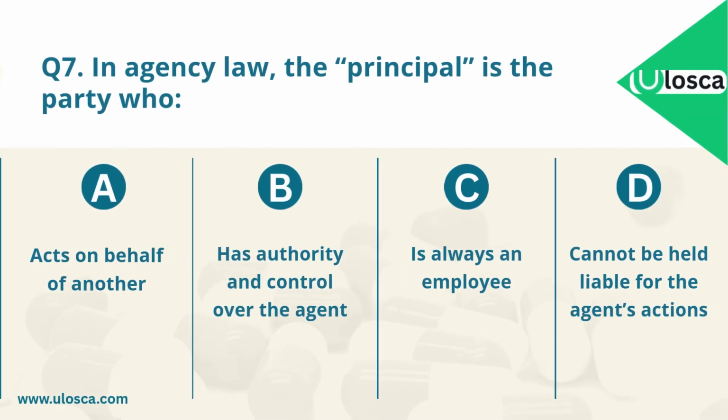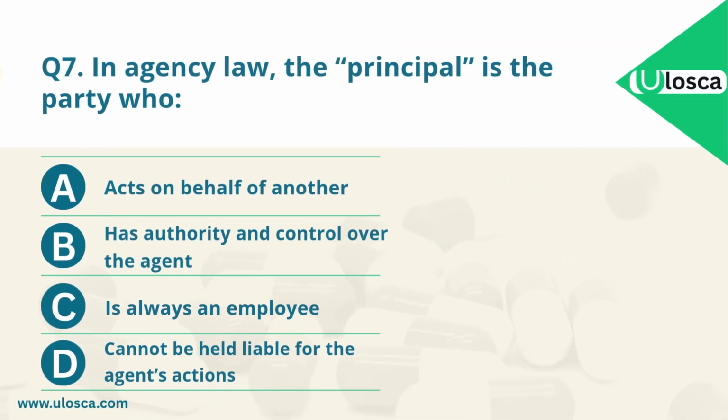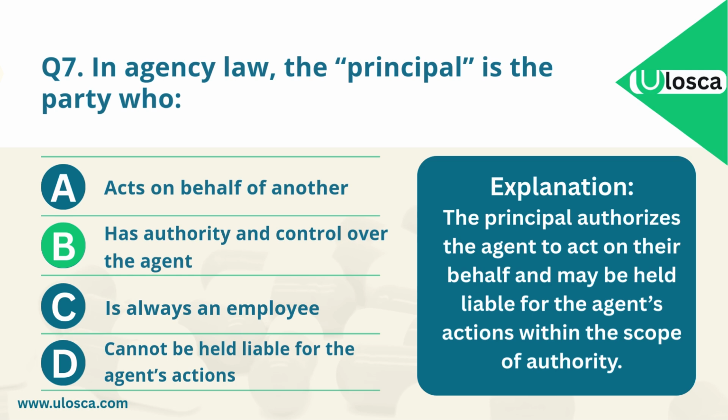Question 7. In agency law, the principal is the party who A. Acts on behalf of another. B. Has authority and control over the agent. C. Is always an employee. D. Cannot be held liable for the agent's actions. Which one is the correct answer? The correct answer is B. Has authority and control over the agent. Explanation. The principal authorizes the agent to act on their behalf and may be held liable for the agent's actions within the scope of authority.